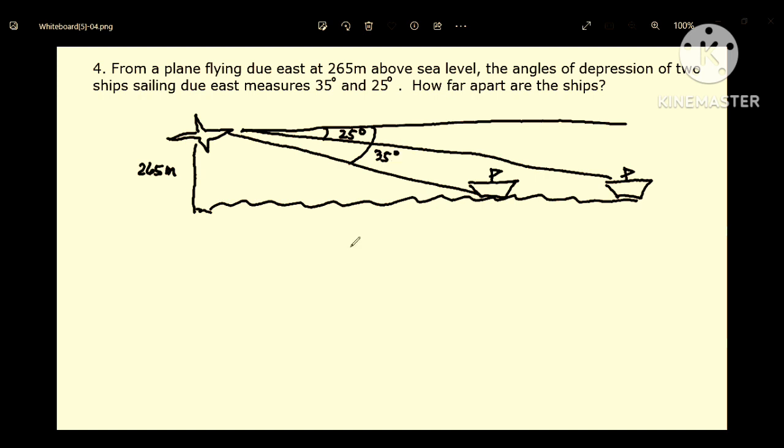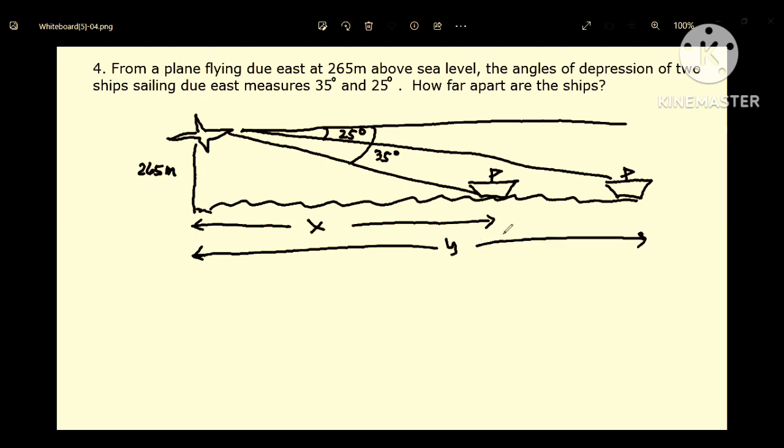Ayan. Now, the question is, how far apart are the ships, no? Itong layo nitong dalawang ship na to. So how do we solve for that distance? Now, to solve for that, we need to find the distance of the first ship from the plane and the second ship from the plane. So let us denote the distance of the first ship by x, okay? And the distance of the second ship by y. Ayan, no?